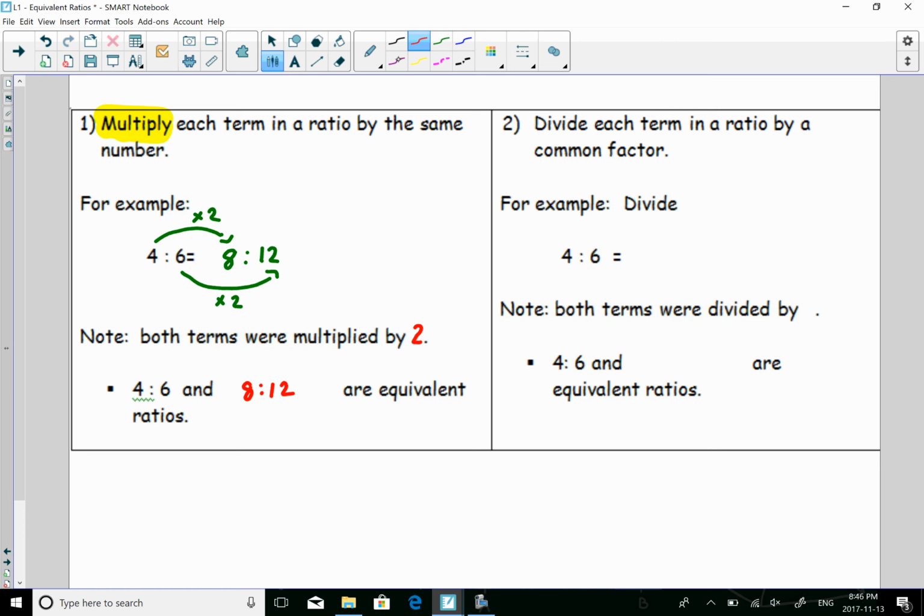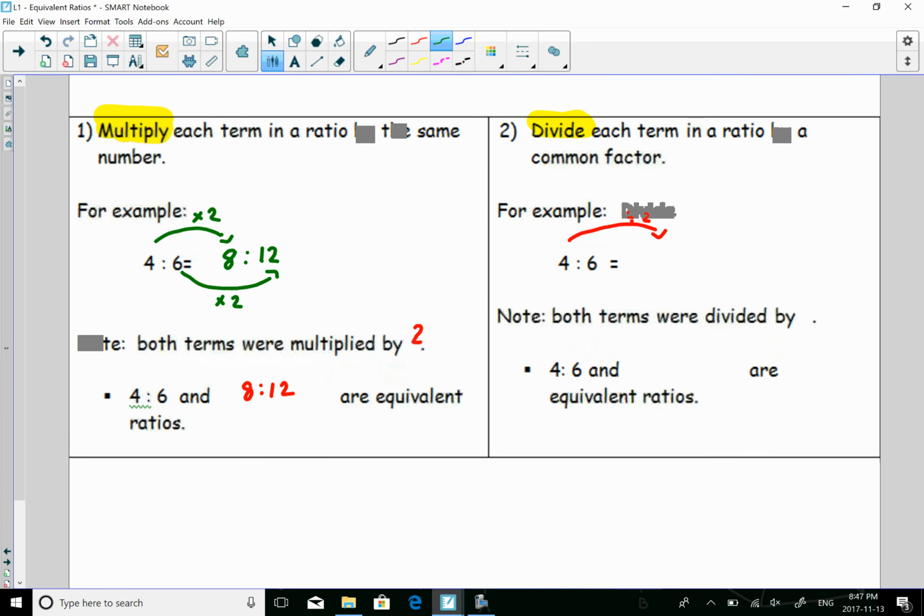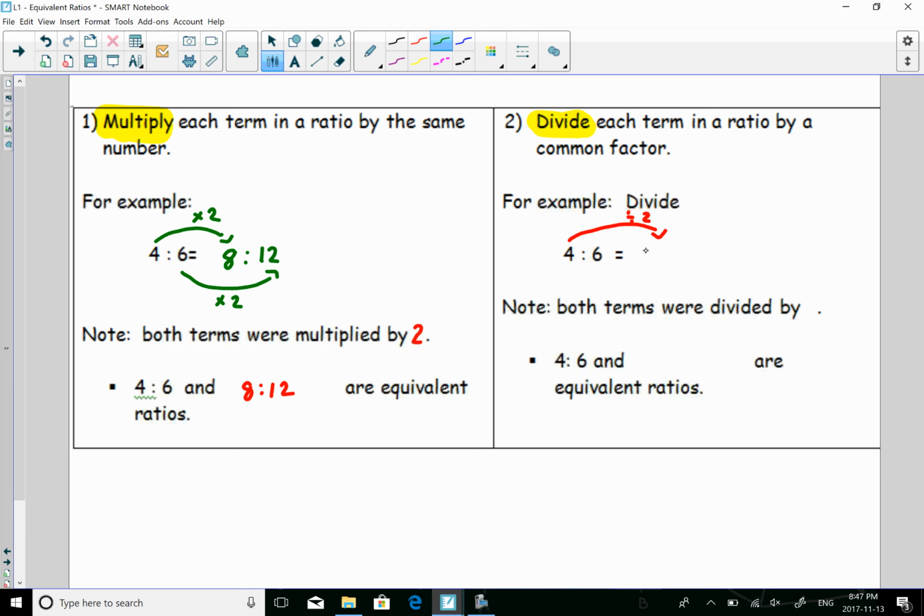So that's one way, you multiply. The other way is to divide. So you're making the ratio smaller. You divide each term by a common factor, just like you do with fractions. So 4 I can divide by 2, and 6 I can divide by 2. So that's the number I'm going to choose. It's not always 2, it just happens to work out like that. So 4 divided by 2 is 2, and 6 divided by 2 is 3. So both numbers were divided by 2. 4 to 6 and 2 to 3 are equivalent ratios.